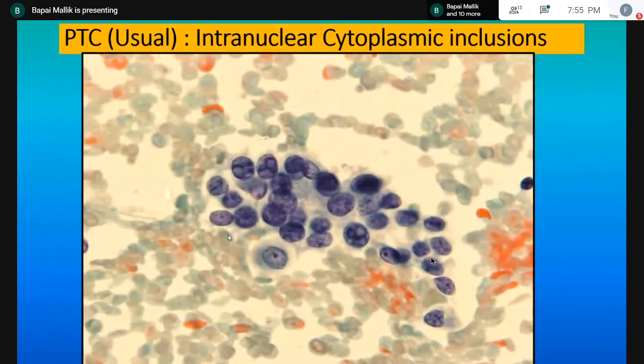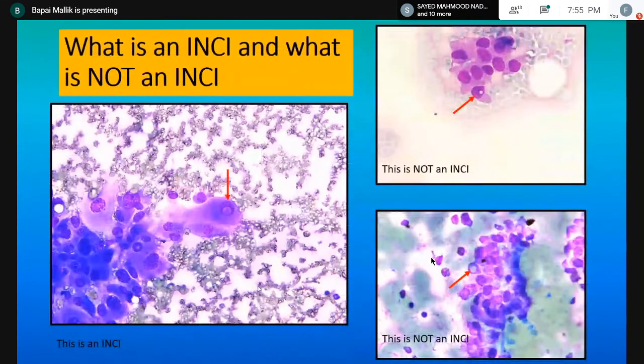Now, these are the papillary thyroid carcinoma, usual, with intranuclear cytoplasmic inclusions. No problem with these ones. There are at least around 7 inclusions in this single cell, some inclusions coming up over here, and the intranuclear cytoplasmic inclusions. Like to see them, because it makes things very easy.